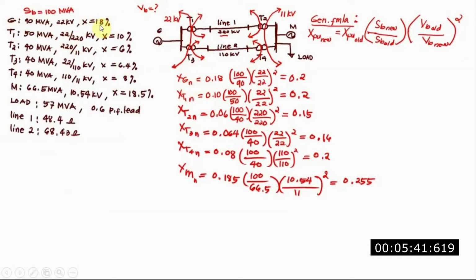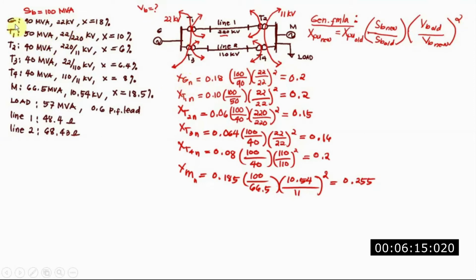We have given here the old 0.18, so we use this general formula: the new per unit is equal to the old per unit multiplied by the apparent power base new divided by the apparent power base old, multiplied by the voltage base old divided by the voltage base new, squared. And here are the different per unit values which we can directly get by just substitution.